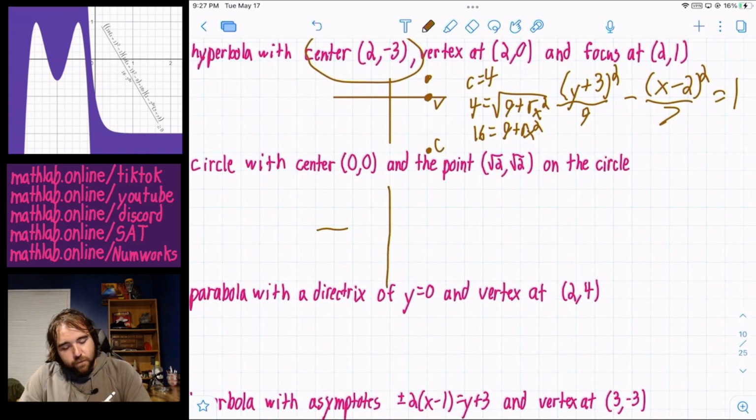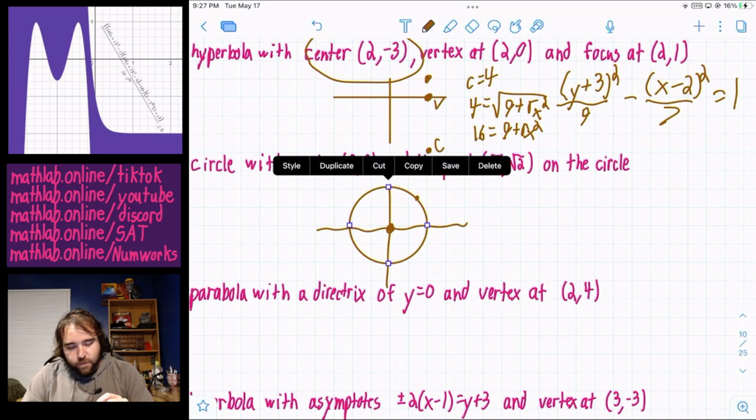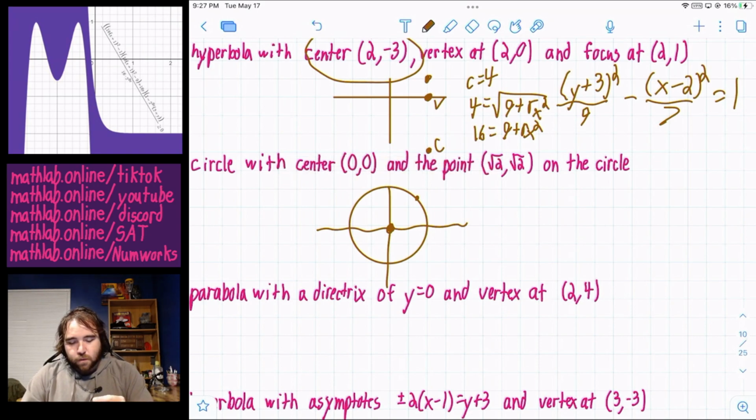So this one's a little different because we got a center at (0, 0) and a point at (√2, √2). I would think about, we can find this radius because that's the distance. That radius is just that distance, which we can do with the Pythagorean theorem. That should just be 2. So the radius is 2.